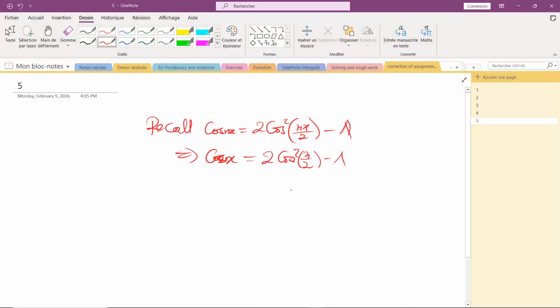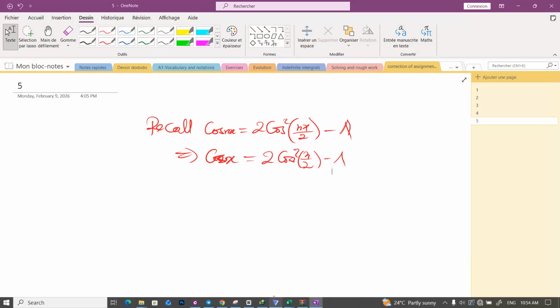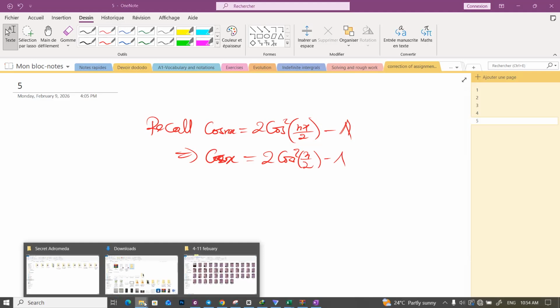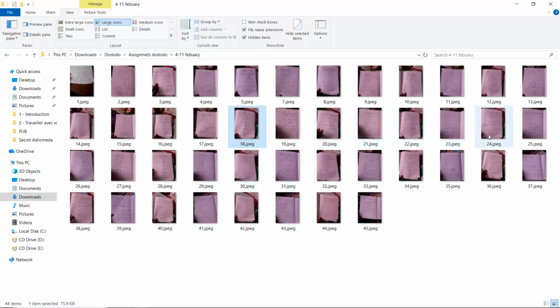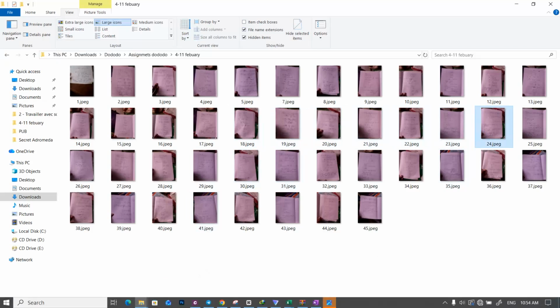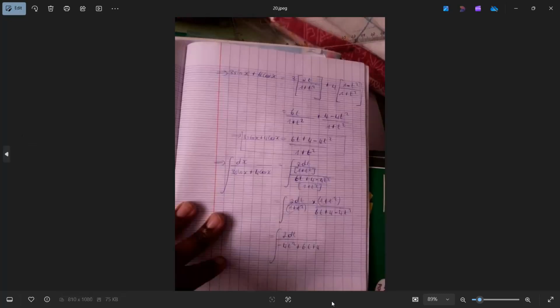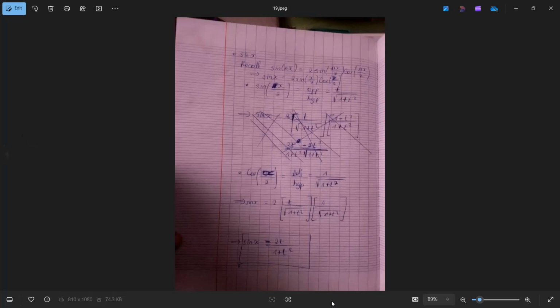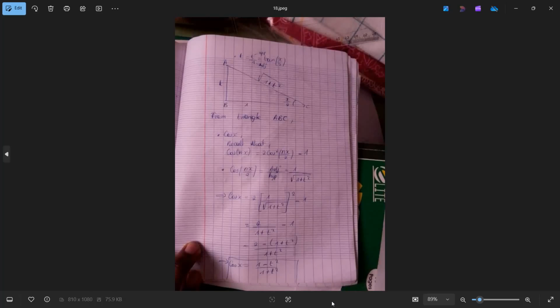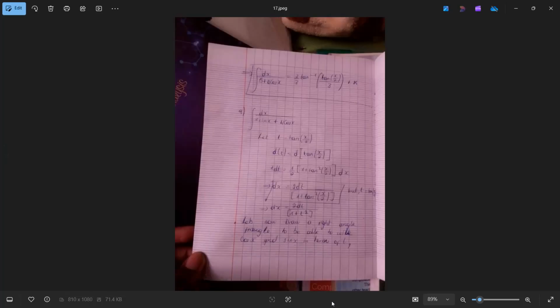For the next observation, let me go to image 24. Let me see the exercise you were doing. Okay, for you to know which exercise you were doing, this is the integral you are finding. Let me go to the question. Yes, that's the integral you are finding. Integral of dx over 3 sine x plus cos x.